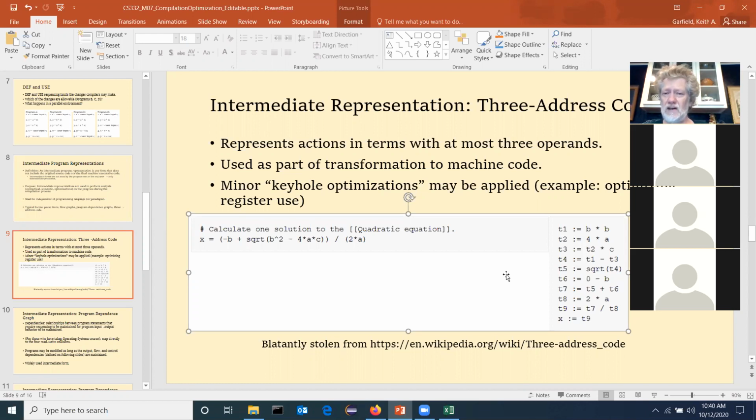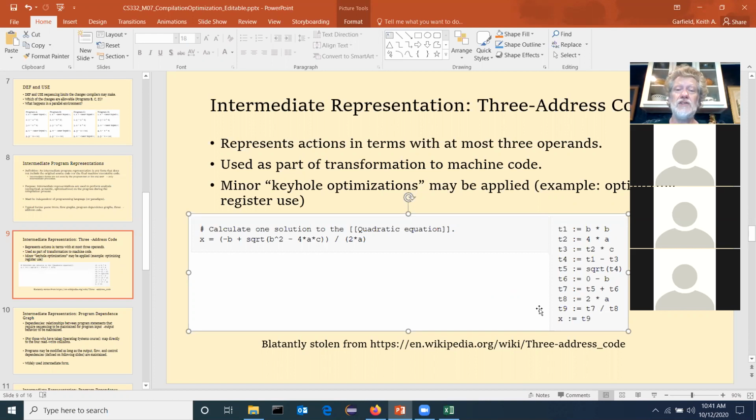Let's take T8. T8 is 2 times a. I could have done that first, right? The first statement could have said T8 equals 2 times a. But then I didn't use it until T9 down here in the 9th statement. Well, meanwhile, T8's hanging in there taking up a register.